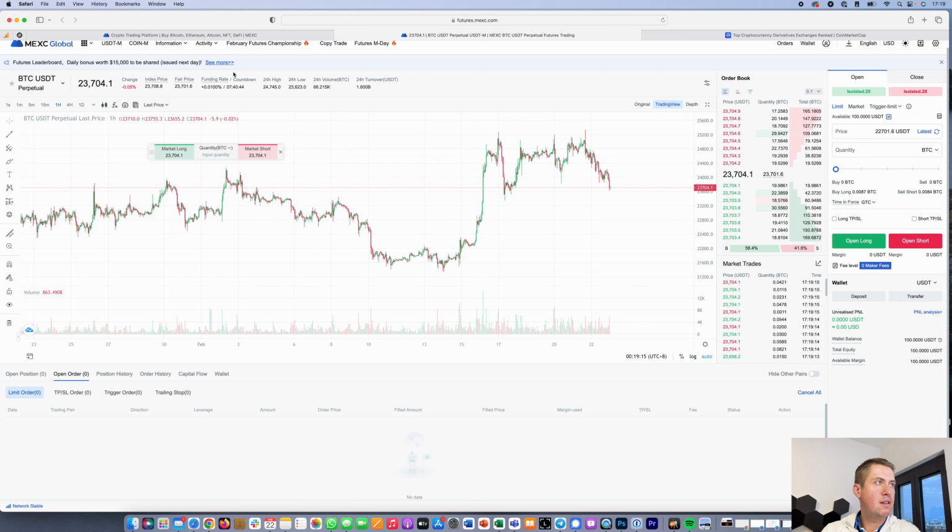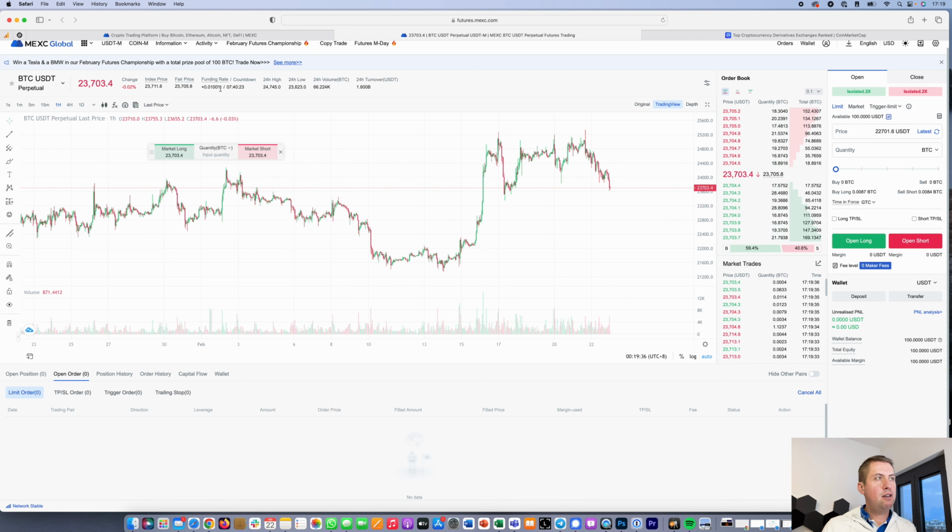Besides that, there's also a funding rate. Funding rate is charged every 8 hours. You can see the countdown here, and you're only paying the funding rate if you're in a position when the countdown goes to 0 here. So if you close your position in 7 hours, you won't pay any funding, because it's still 7 hours 40 until the next funding rate is charged.